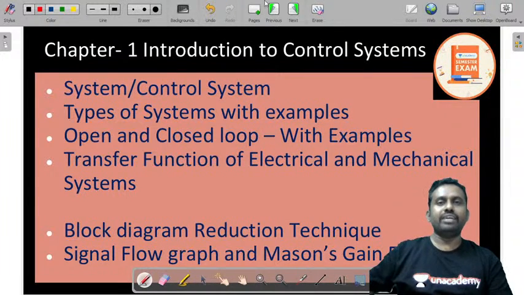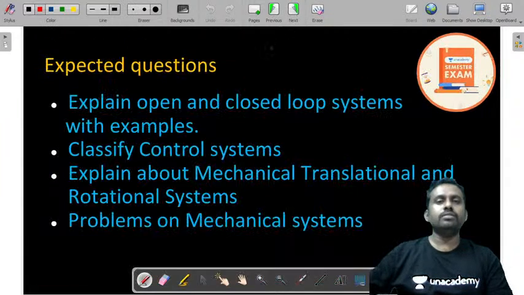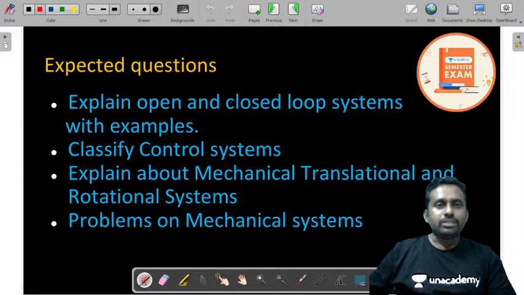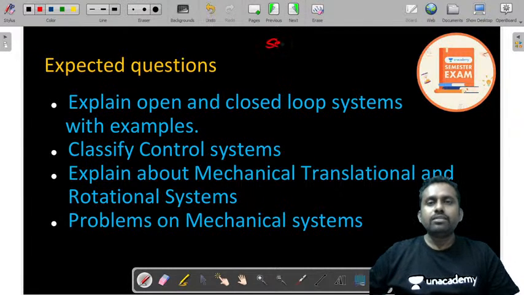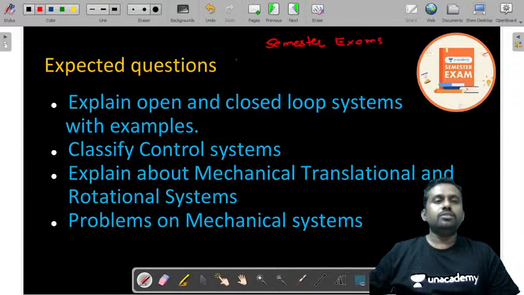These five topics that we have seen, I'll just go back and tell you. These five topics that I have discussed are the common syllabus being followed by all the universities and colleges throughout India, particularly. So, what are the expected questions? Because we are discussing mostly about semester exams. What are the expected questions from this chapter 1?